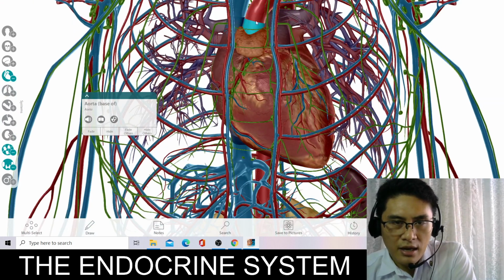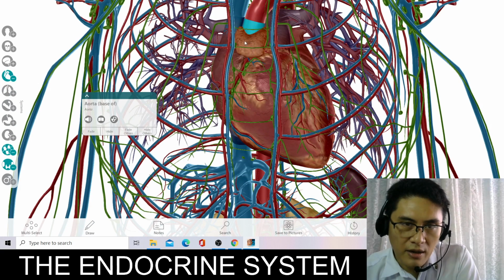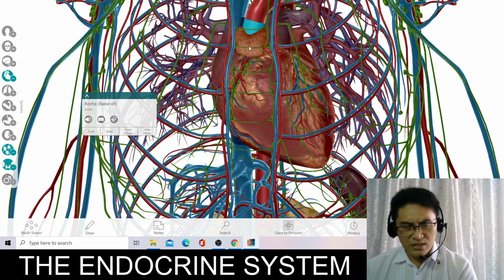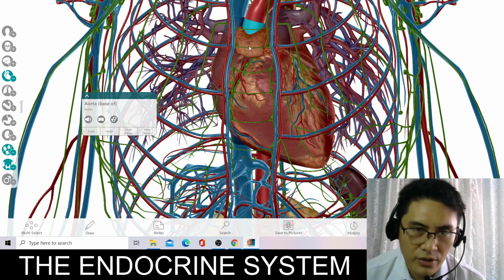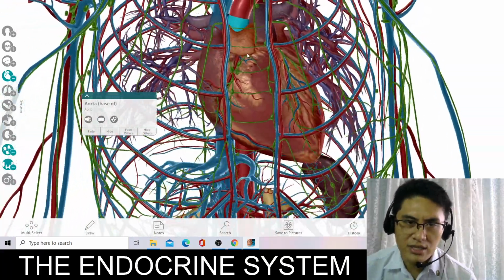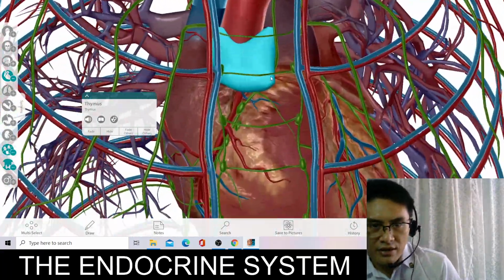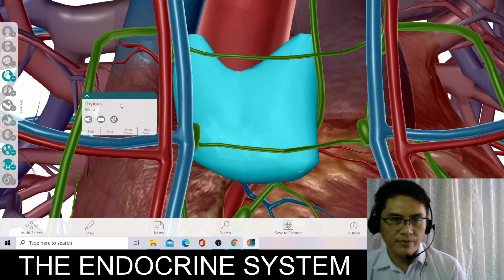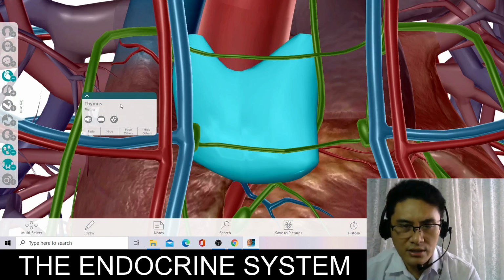The aorta. And just below the aorta, it kind of hugs the base of the aorta. It looks like the thyroid gland. It kind of looks like a butterfly structure also, but it's kind of different. This is another gland called the thymus. Okay, the thymus gland. So where is the thymus gland?